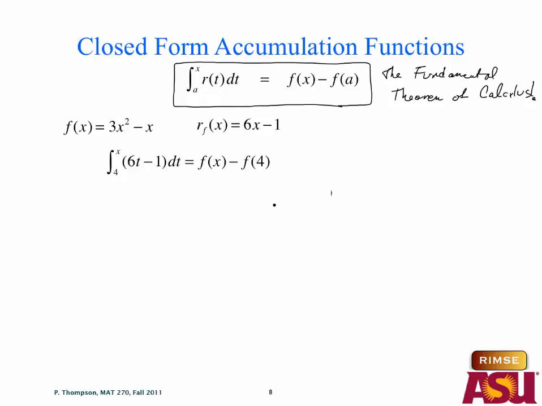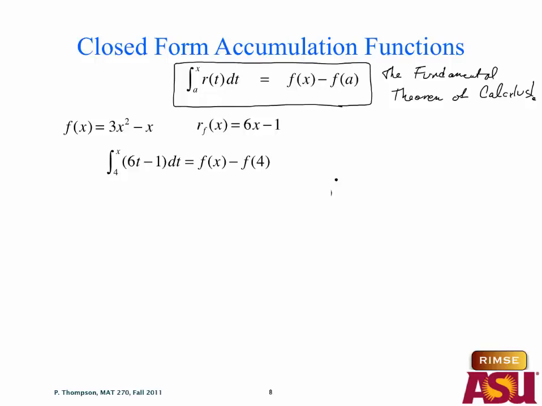Look, we're summing up bits of accumulation, 6t minus 1 dt, those are bits of accumulation at that rate, starting at 4, ending at x. So that's just the same as the total change in the accumulation function starting at 4, ending at x. And total change is final minus initial.